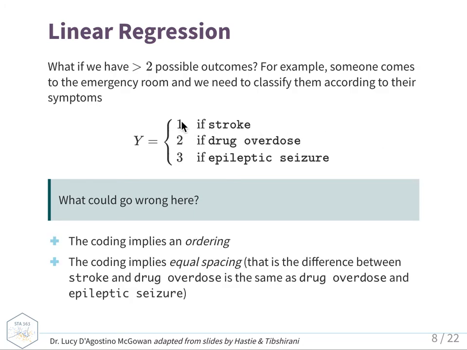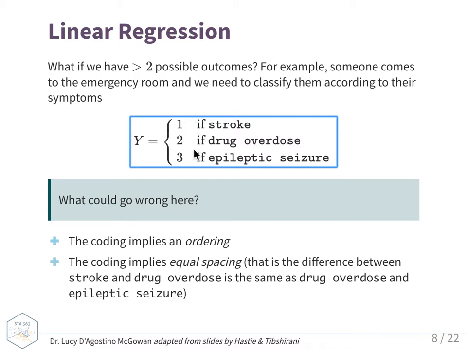When we're doing linear regression, we necessarily have to have numeric values for our outcome. And so our coding 1, 2, 3 implies an ordering, which is not the case in a classification problem. There's no ordering to these. A stroke is not better or worse than a drug overdose, which is not better or worse than an epileptic seizure. These are just different categories. By giving them values 1, 2, and 3, I'm implying there's an ordering, and linear regression will treat them as if there is one. So that's the one problem.